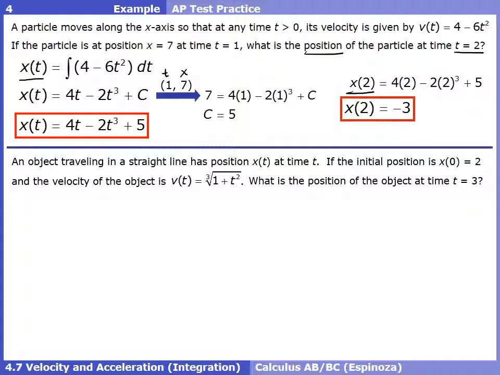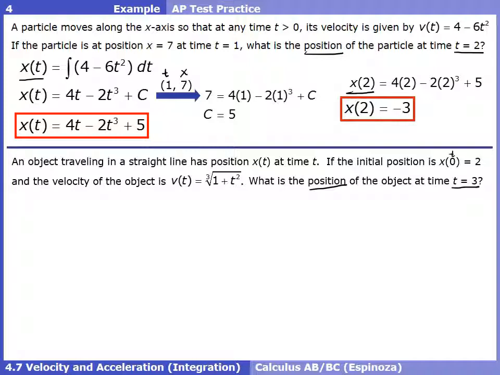So again, we have an object traveling in a straight line, and its position is x of t. We have the initial position: at time equals 0, our position is 2. And the velocity is given by this equation. What is the position of the object at t equals 3? So exactly the same question from above. We're looking for position, and we need to plug in time equals 3.